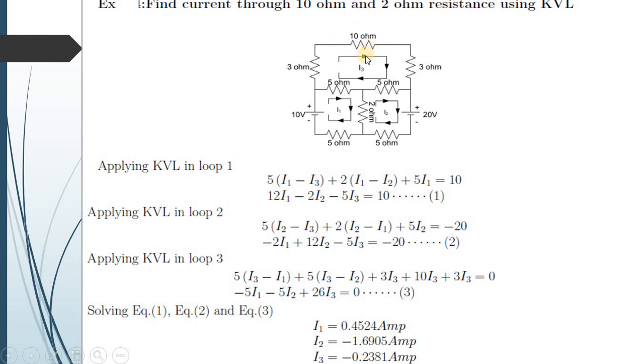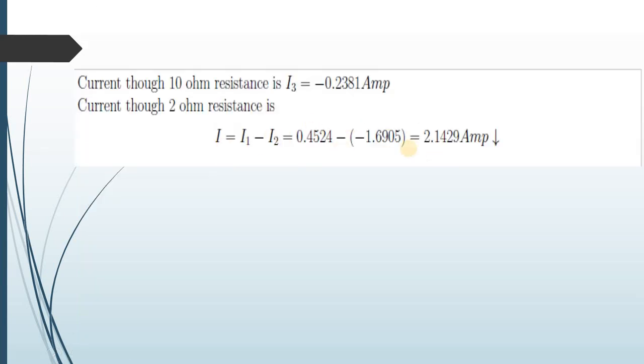That means minus 0.2381 current will flow through that 10 ohm. And 2 ohm, so where is the 2? Okay, this is the 2 ohm. So I1 minus I2 will give the current through the 2 ohm resistance, and it is 2.1429 ampere.